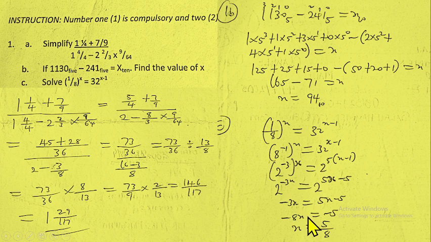Then from there, you take the like terms. So minus 3x, 5x will come to this place. Minus 3x minus 5x will give us minus 8x equals to minus 5. Minus will take care of minus. You can divide both sides by 8. That gives us x to be 5 over 8. So that's the solution for question number 1.